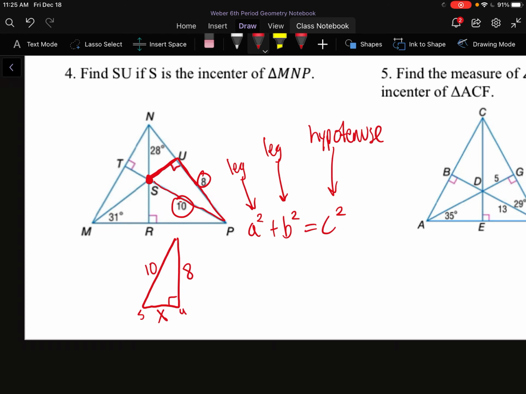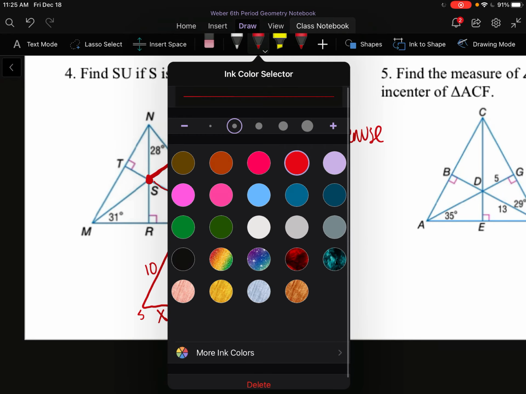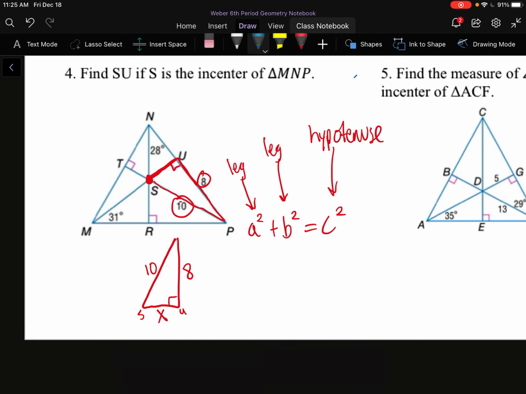So here, let's label on our triangle what we have. Let's label each piece. My 10 is my hypotenuse because it's the side length that is directly across from my right angle. So this is my hypotenuse, so this will be C. Here I have a leg, so that's going to be A. And here I have another leg as X, but that's going to be B.